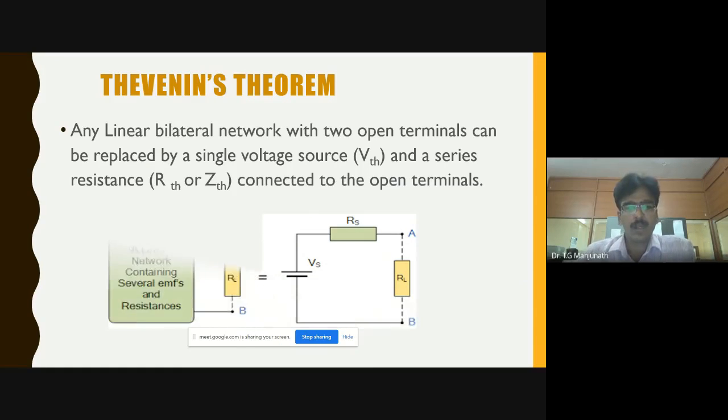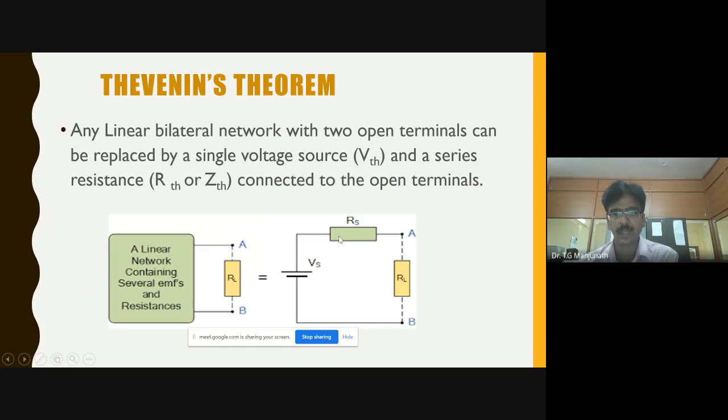Now, any linear bilateral network consisting of many voltage sources or current sources can be replaced by a single voltage source in series with a resistance across the same load terminals using this theorem.